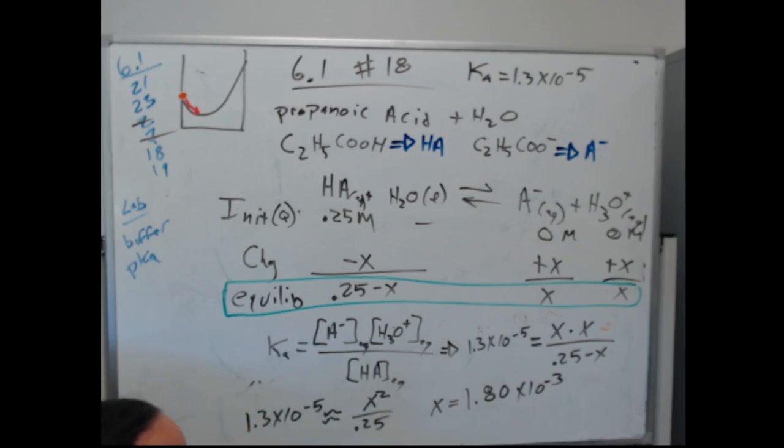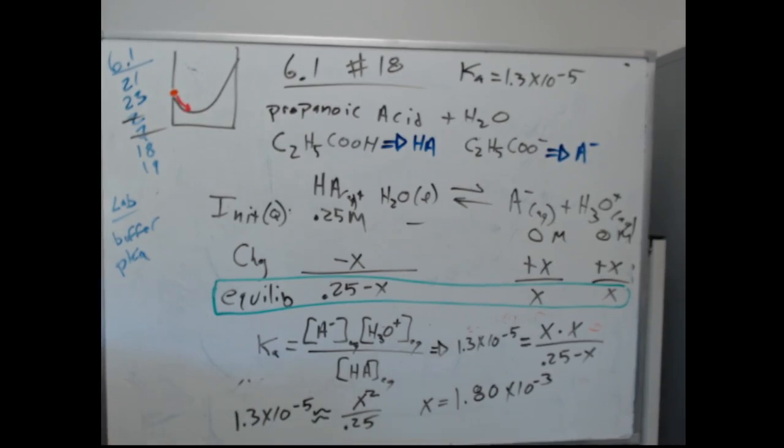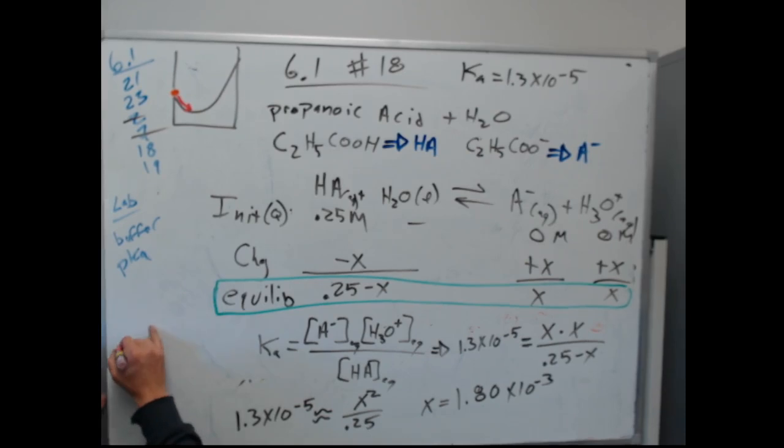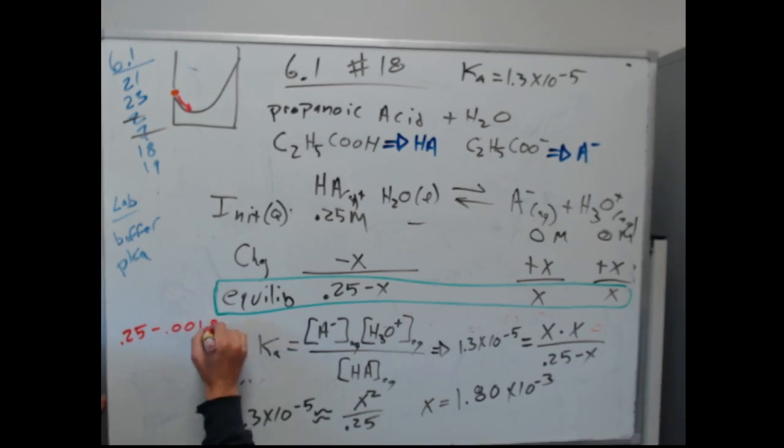Approximation works. So we made an approximation saying, because my Ka is a small value, that tells me I only need to make a small amount of products. I only need to use up a small amount of reactants for this to work out. And so I look at this and I say, okay, if I did 0.25 minus 0.0018, that's approximately 0.25 still.